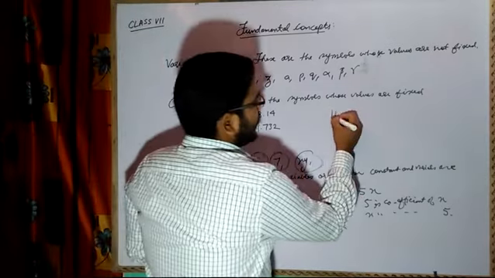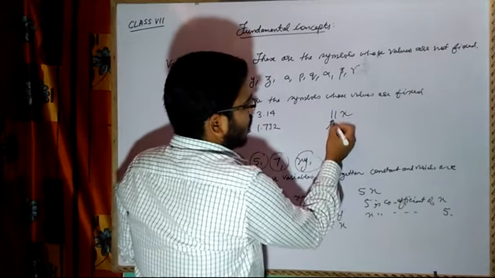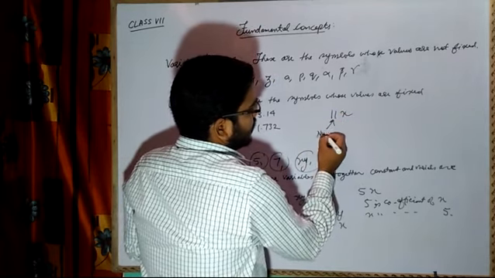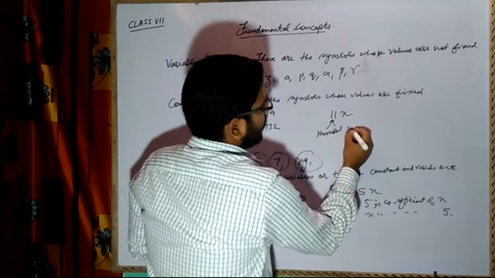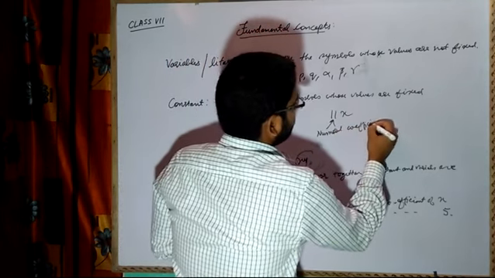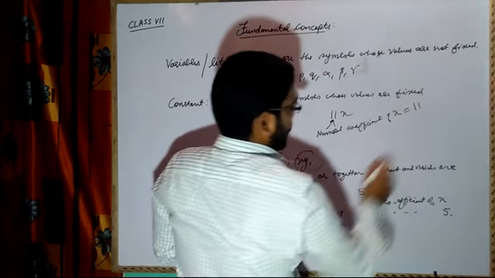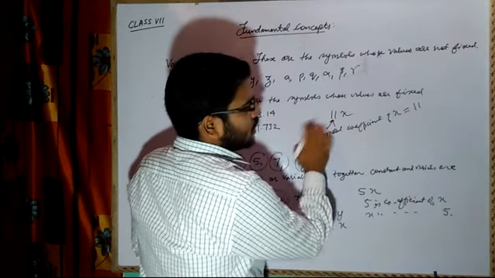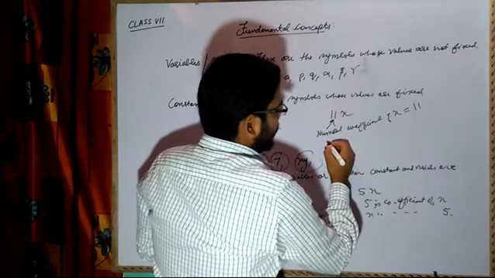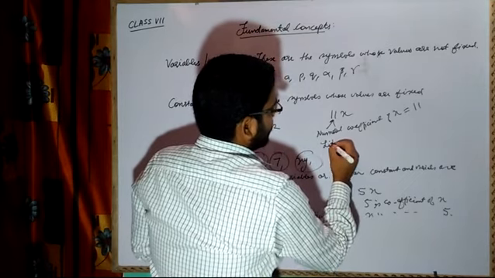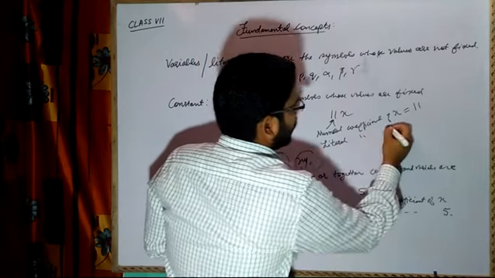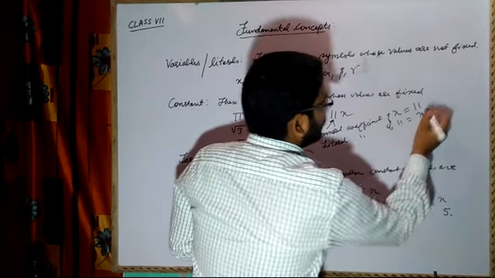If I have like 11x, so this will be called numeral coefficient of x is equal to 11. We will write like this. This is called numeral coefficient. Numeral coefficient of x is 11. If I write literal coefficient of 11 is equal to x.